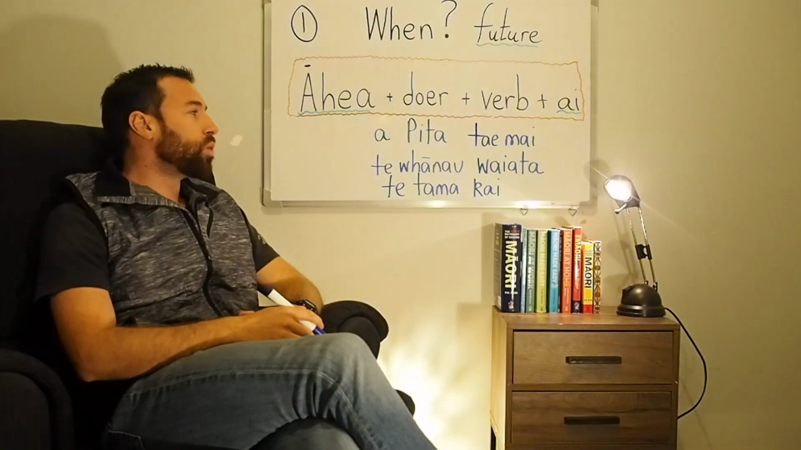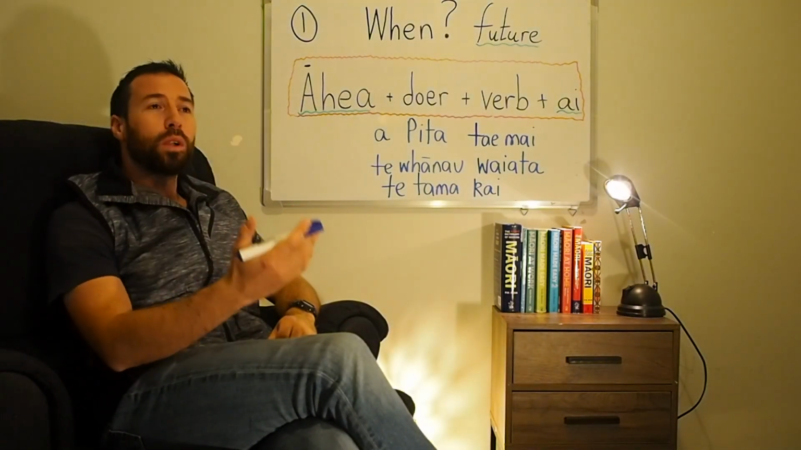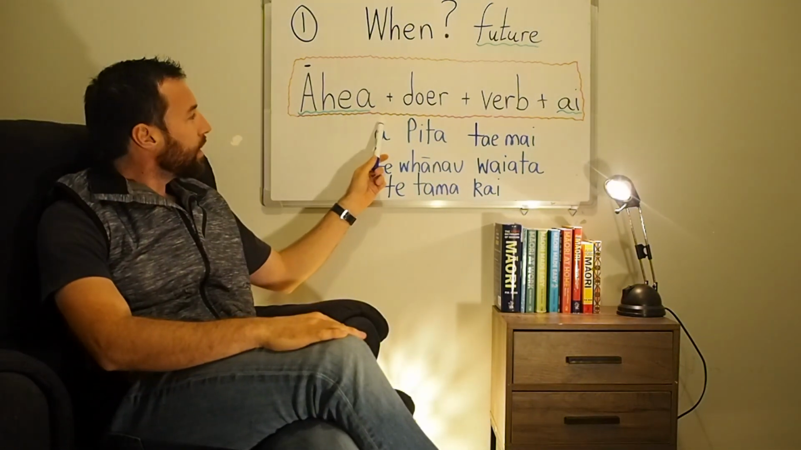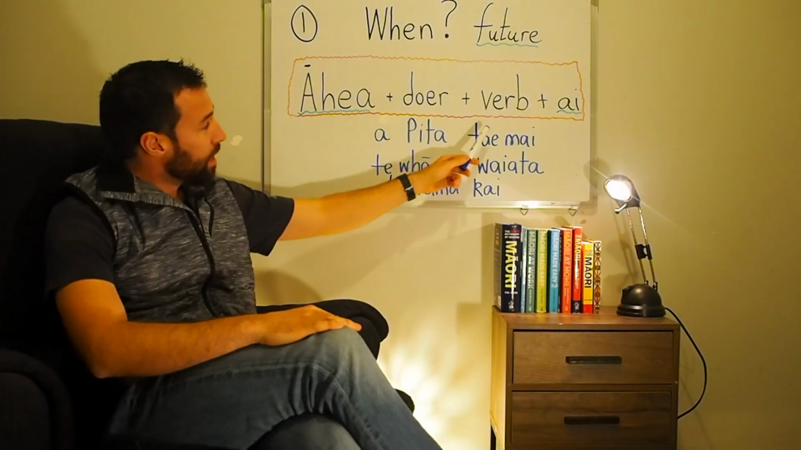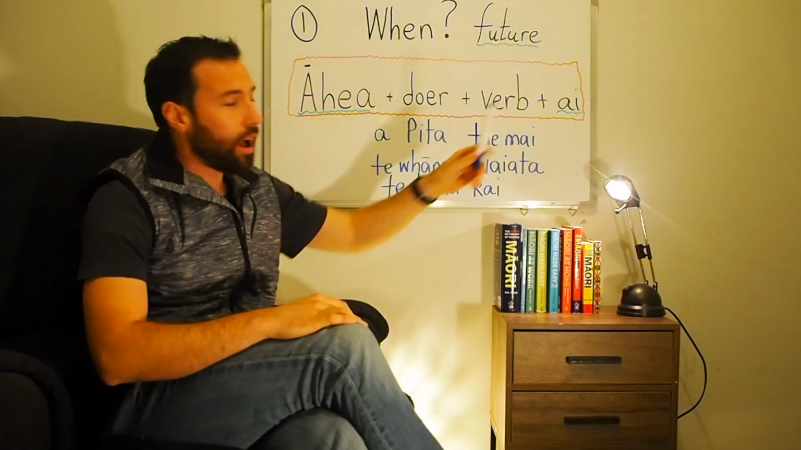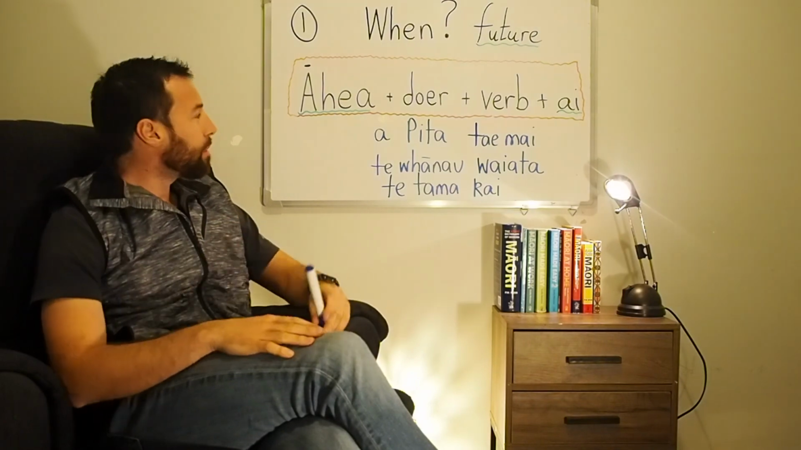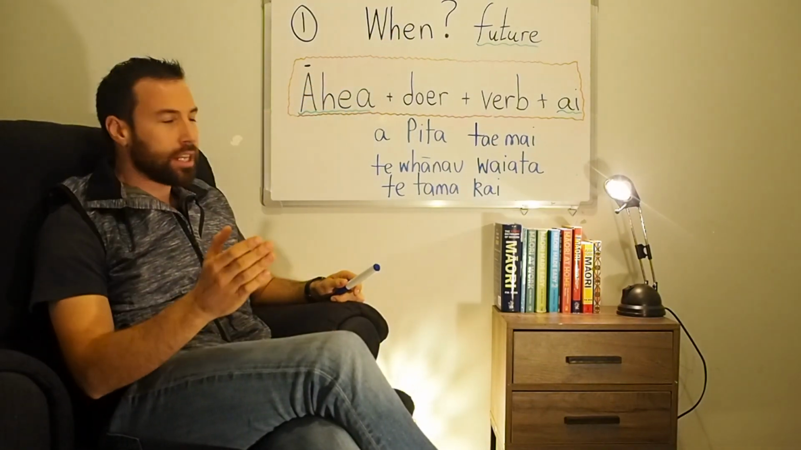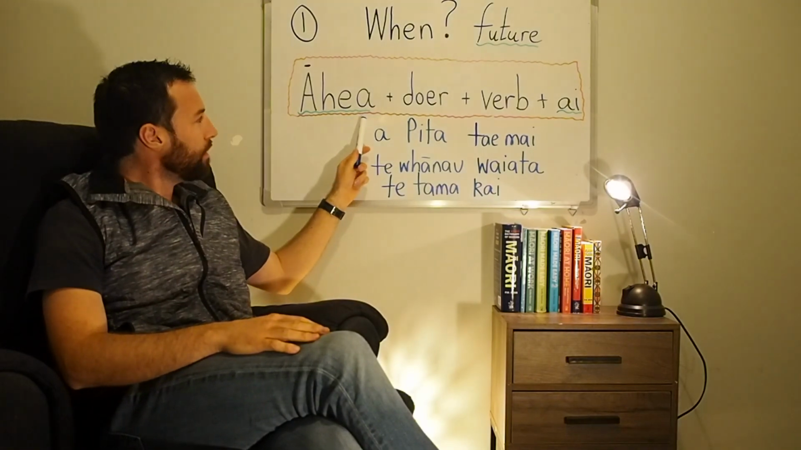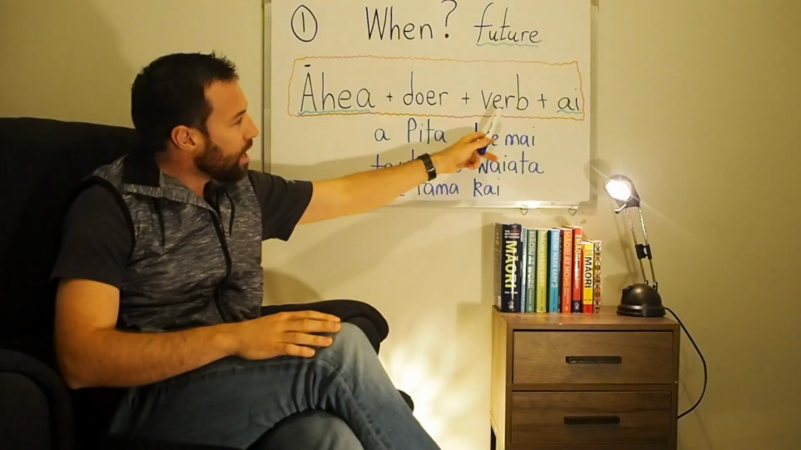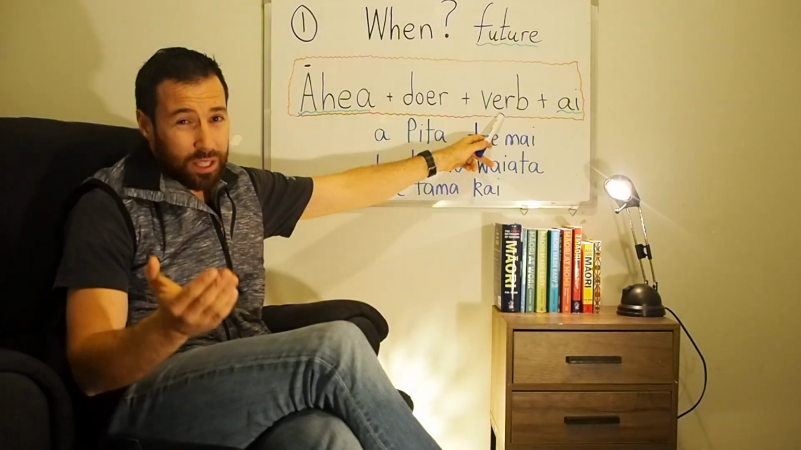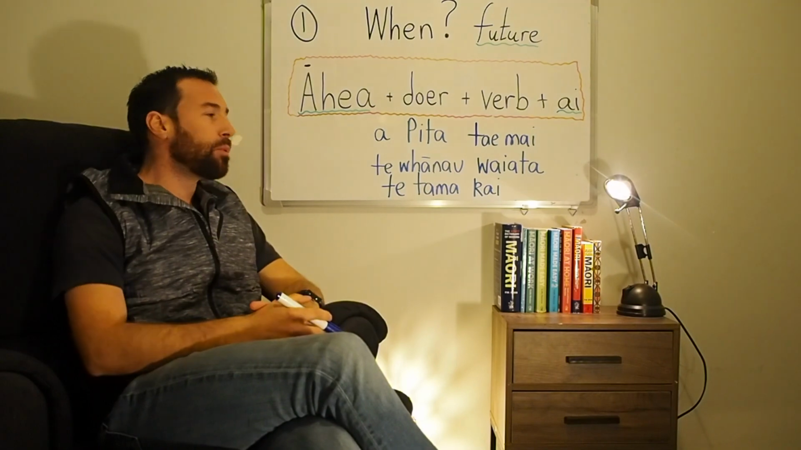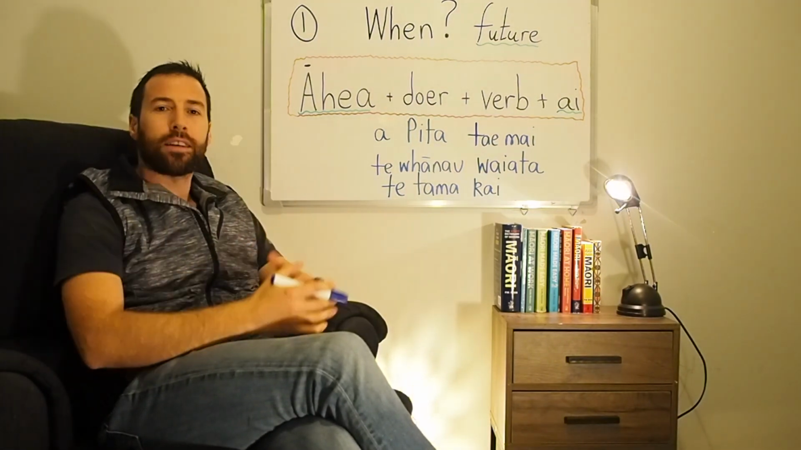So I might ask the question, when will Peter arrive? Let's break this down and look at this. Are here plus the doer plus the verb plus I. What do you notice about are here? Are, future tense, that's the giveaway. Are here plus the doer plus the verb, which of course we know is the action word, and I. So let's use our example, when will Peter arrive?